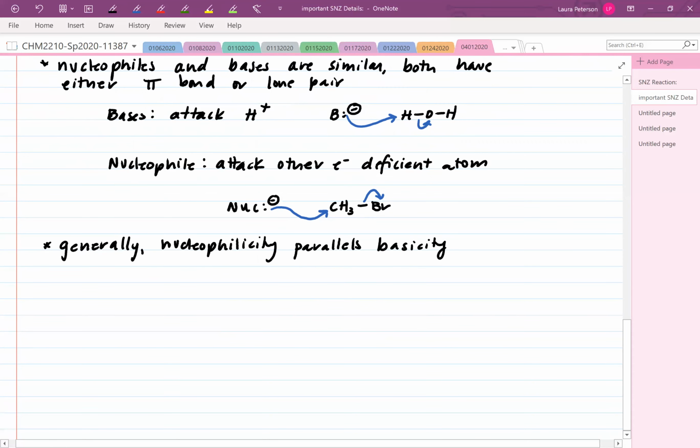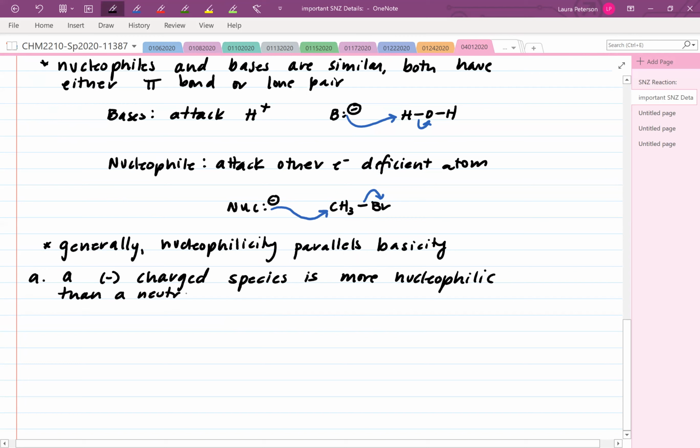Okay, so let's remind ourselves of a few trends. We'll talk about the importance of charge on nucleophilicity, then electronegativity, and then the steric environment of the anion that's participating as a nucleophile. We'll break this up into A, B, and C. So in A, a negatively charged species is more nucleophilic than a neutral species. And here we have to assume the same attacking atom.